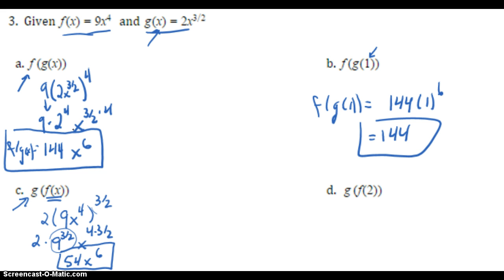And then this is saying take that same function but now plug in a 2. So we'll take 54 times 2 to the sixth, and if you do that, you get 3,456 as an answer.